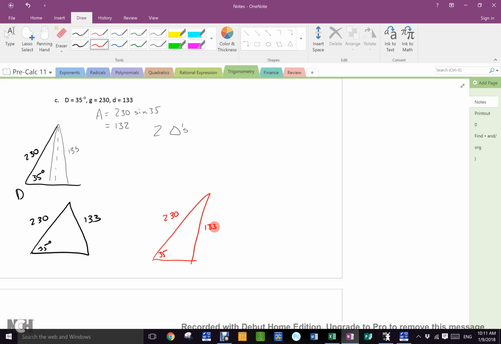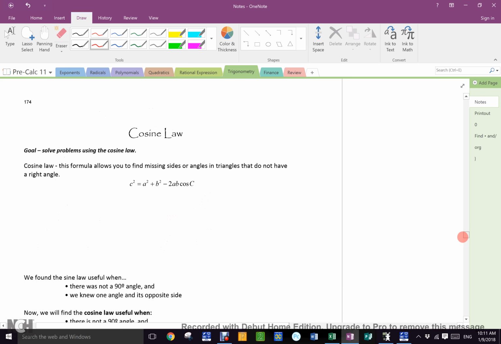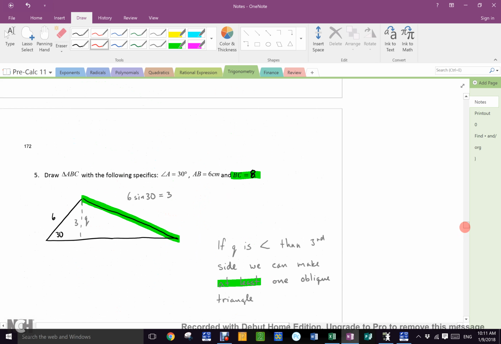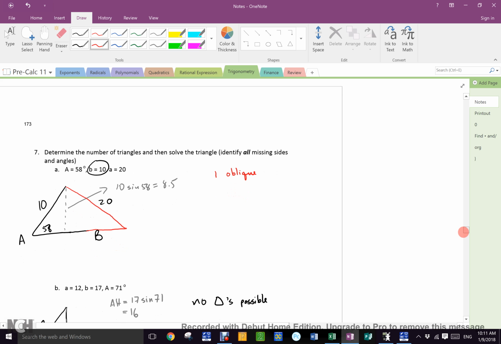Okay? So if you guys would be so kind now as to go back and actually do the sine law on these three questions that we did. Start on number 7 on 173, because we didn't actually do the sine law. We didn't identify all the sides and angles. We just knew that it was one triangle. So on this one, we got to do the sine law for that.